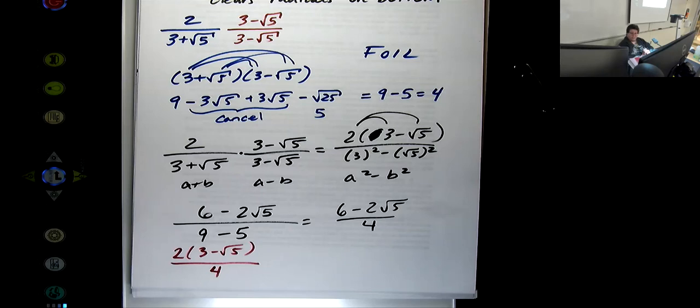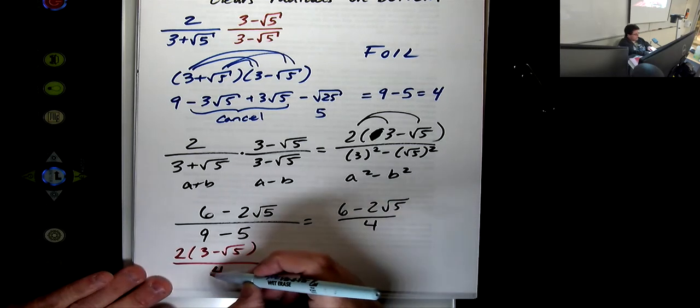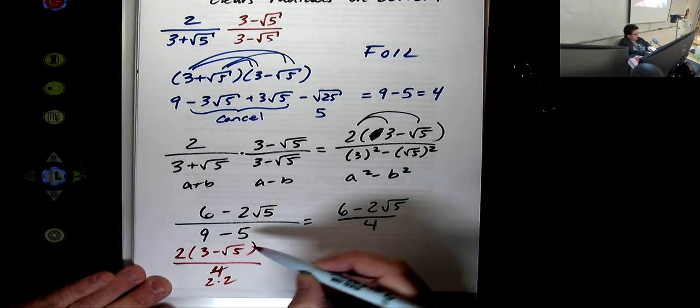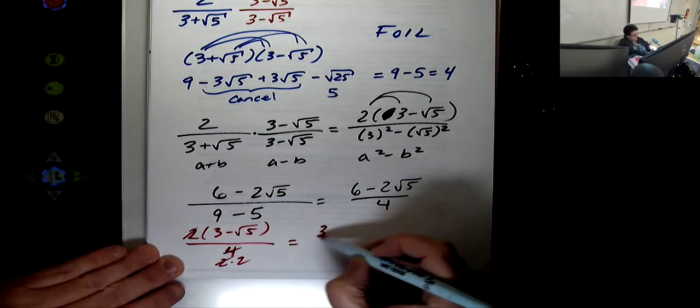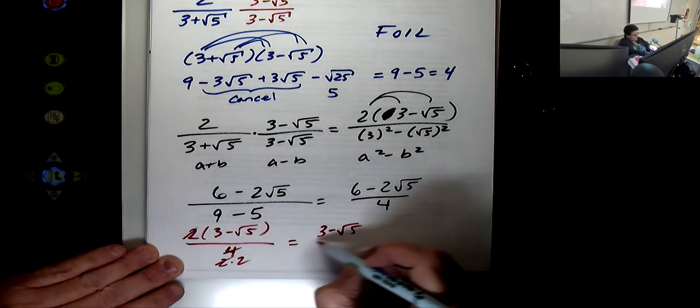What simplifies here? 2/4 goes to 1/2, right? The 4 is 2 times 2, and I can cross off a 2 on top and bottom. So I'm going to be left with 3 minus the square root of 5 over 2.